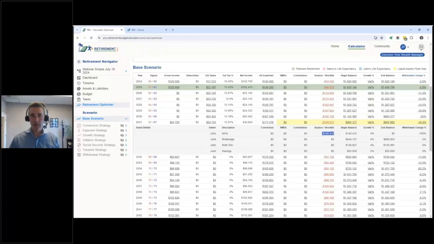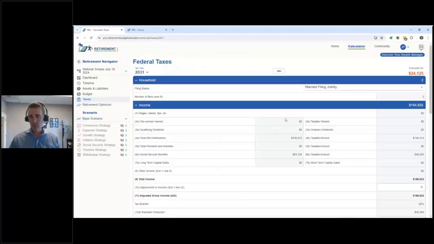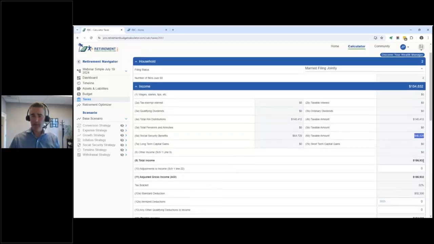So in the year 2031, you see they've got the IRA distribution, then they've got their Social Security, and we calculate how much of their Social Security is taxable. And you've got total income of $186,000 and a standard deduction of $32,000 at that point because they're over age 65. So that's how you do it. You don't enter portfolio withdrawals as an income source.